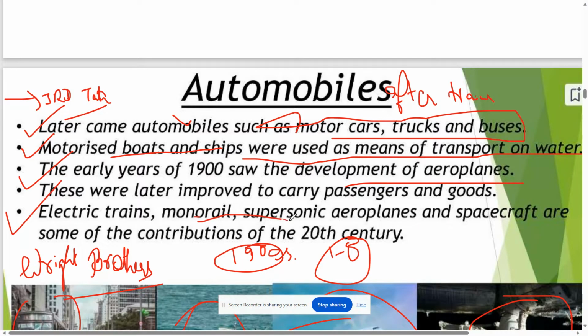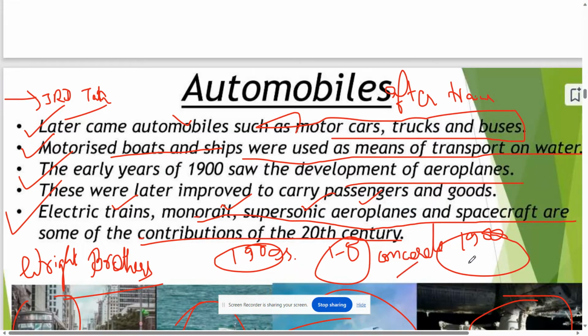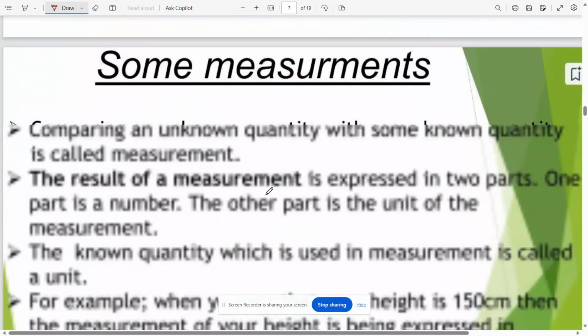Some contributions of the 20th century, in the 1900s or 1950s, were electric trains, monorail, supersonic airplanes, and spacecrafts. Supersonic can be classified as Concorde only, which is not flying in 2024, because of the crash of 2001, which led to the destruction of a hotel, with the crew members, the pilot and passengers all destroyed completely. Spacecrafts are also contributions of the 20th century.